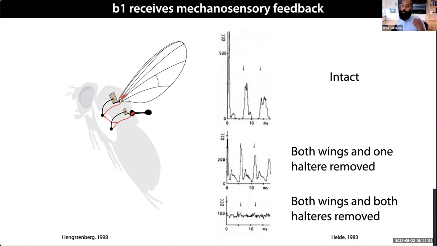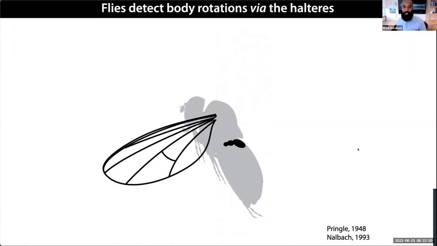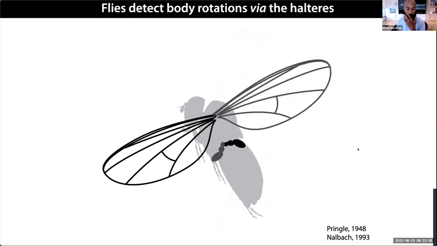So one important role for the haltere is basically to help set the flight rhythm. Another famous role for the haltere is that it acts as nature's only biological gyroscope. So what do I mean by that? If we have a fly that's flapping its wing and haltere, this dotted line represents the arc that the haltere is going through. So it's basically just going in a straight line while the haltere is beating.